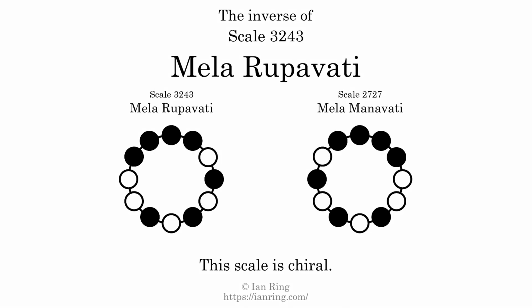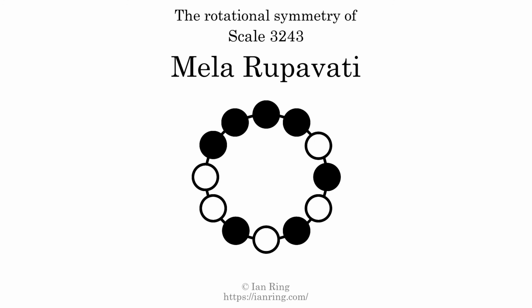The inverse of a scale is a mirror image. It is what you get when the sequence of intervals is reversed. The inverse of this scale is scale 2727, also known as Mela Rupavati. This scale is chiral. It cannot transform into its inverse by rotational transformation. This scale has no rotational symmetry.